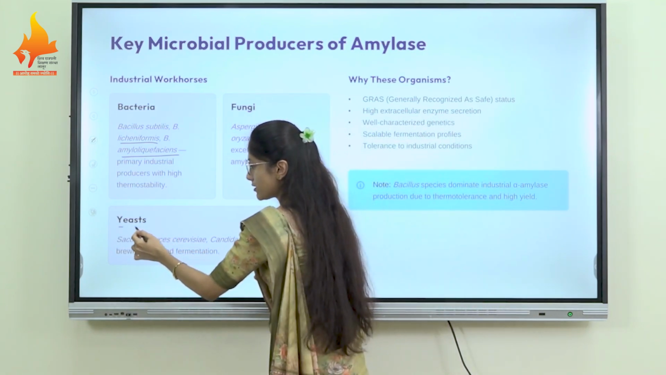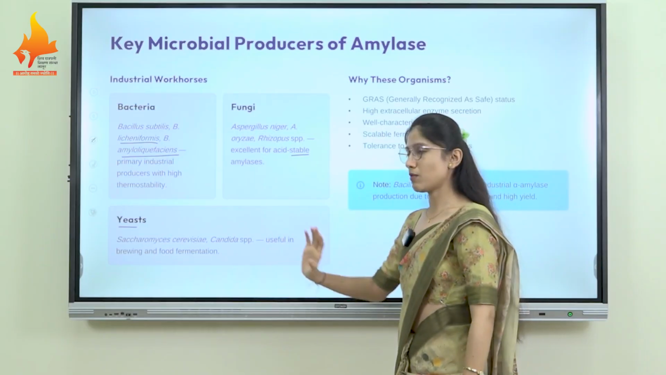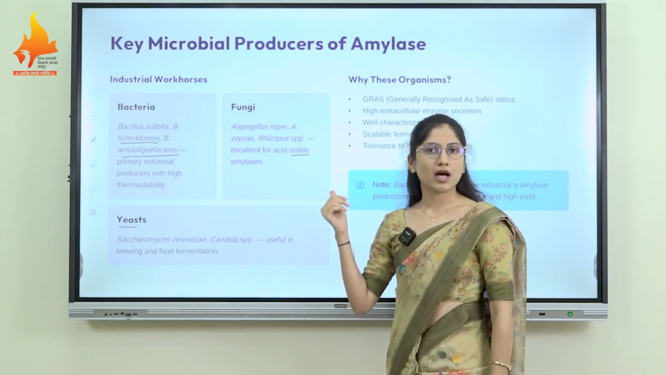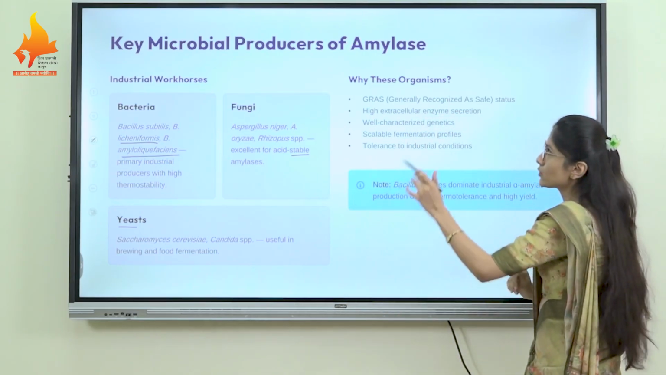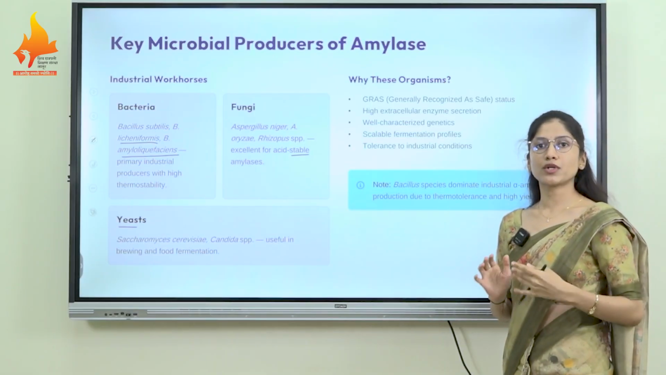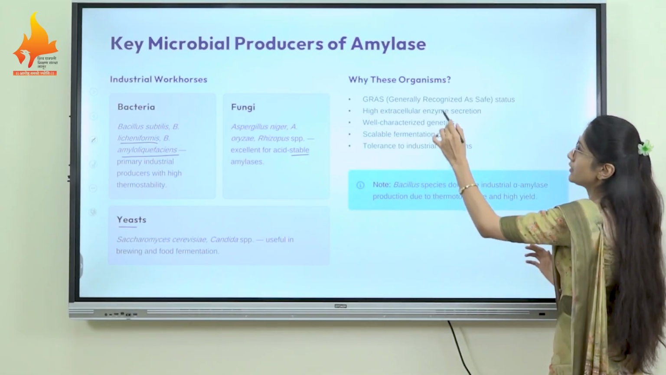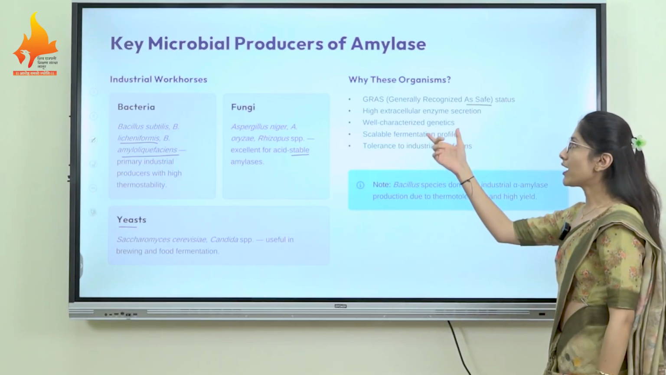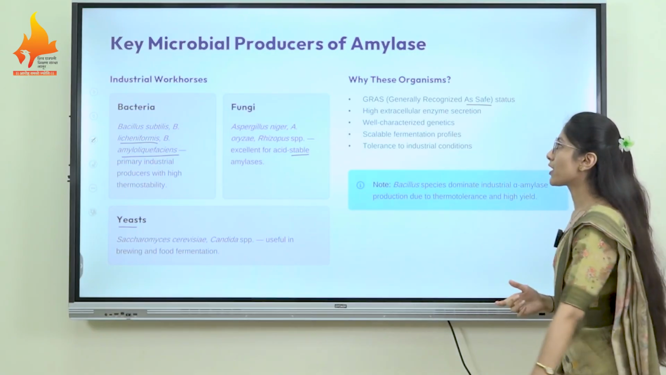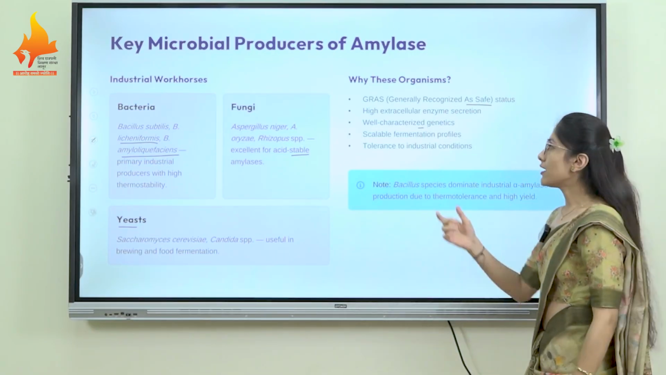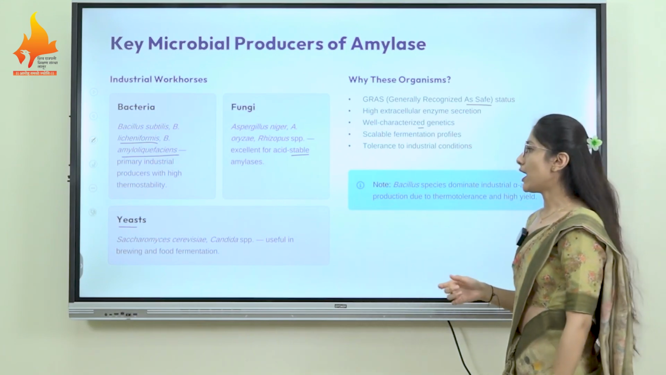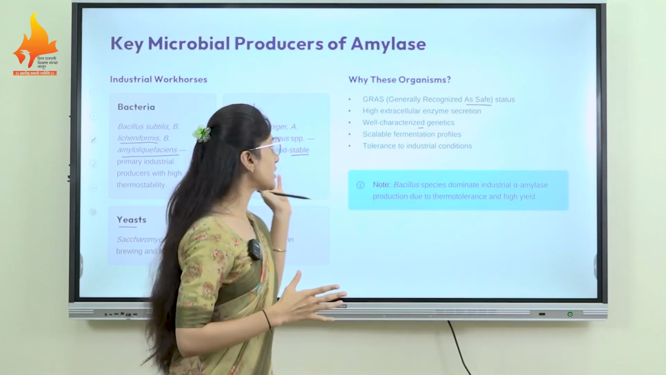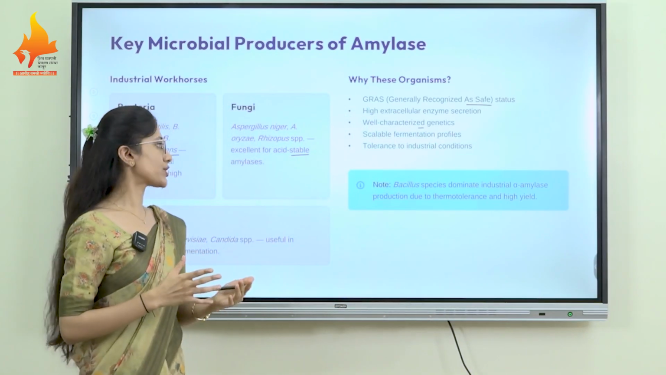The third category is yeast, the most common being Saccharomyces cerevisiae and Candida species, which are responsible for producing the amylase enzyme. Why do we prefer these organisms for amylase production? Because they have generally recognized as safe status, high extracellular enzyme secretion, well characterized genetics, stable fermentation profiles, and high thermostability. That's why we prefer these microorganisms for amylase production.